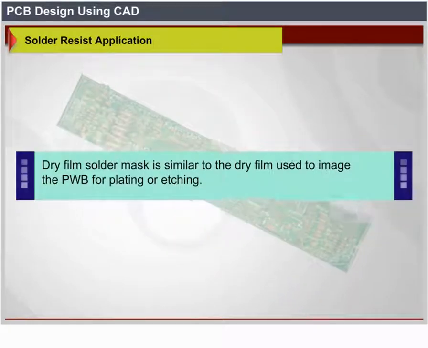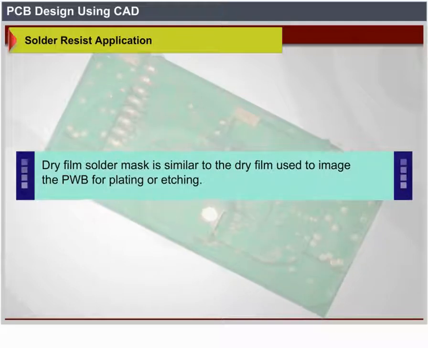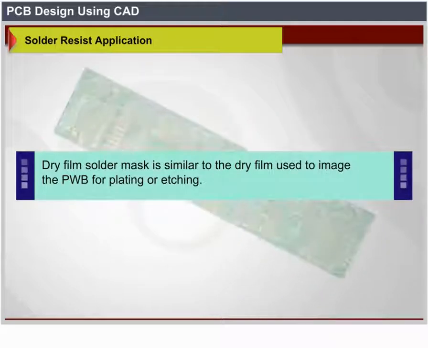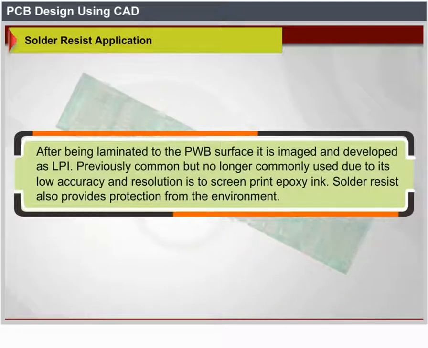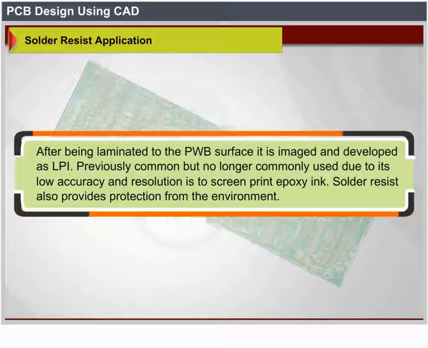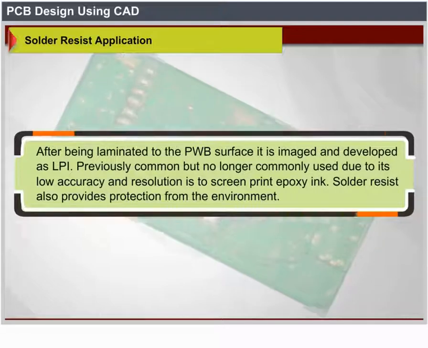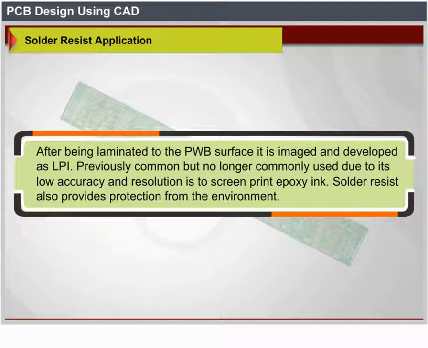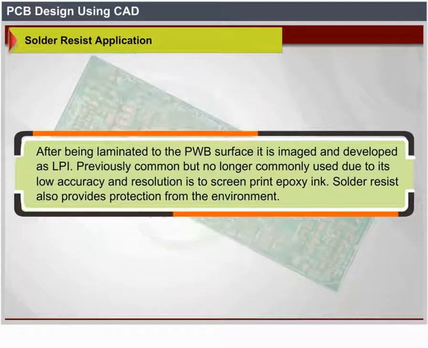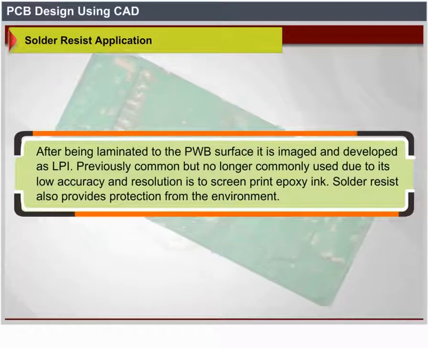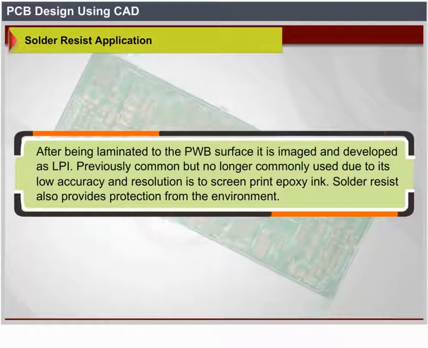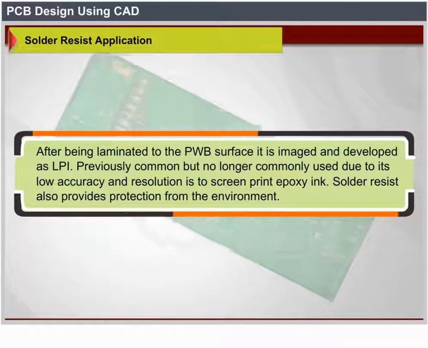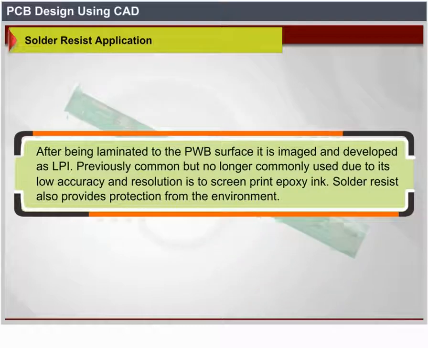Dry film solder mask is similar to the dry film used to image the PWB for plating or etching. After being laminated to the PWB surface, it is imaged and developed as LPI. Once common but no longer commonly used because of its low accuracy and resolution is to screen print epoxy ink. Solder resist also provides protection from the environment.